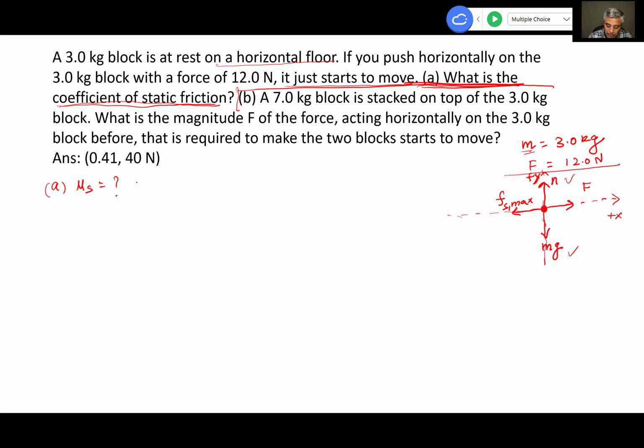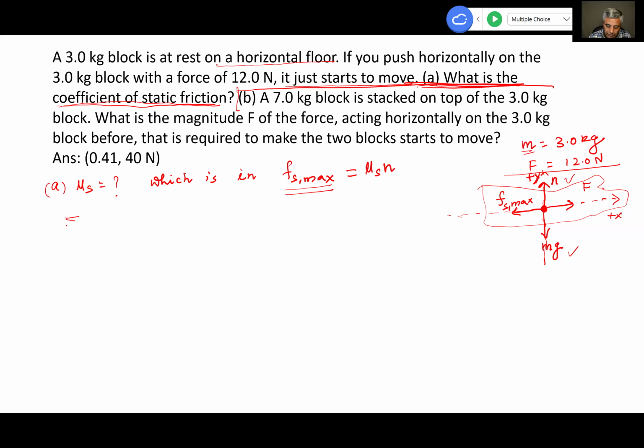So this is what we want, but we know that it is hiding in Fs max, right? That's where it is hiding. Okay, it's hiding there. So we need to peel off one layer so that we can see it. See, that's where it is. So that means we are interested in this force, which is along the horizontal direction. So let's start by writing the equation in the horizontal direction.